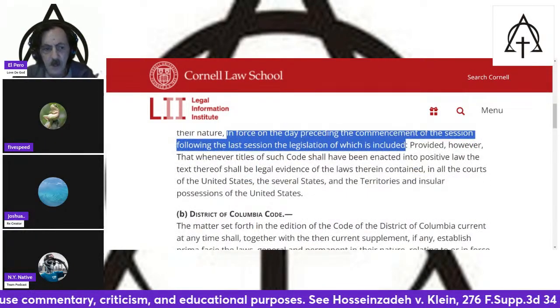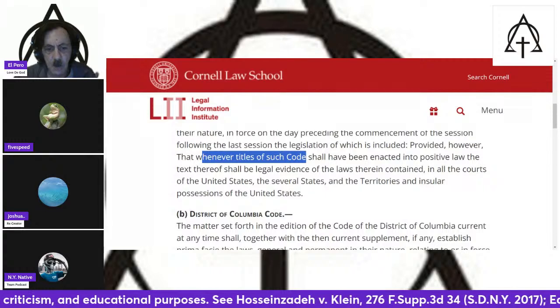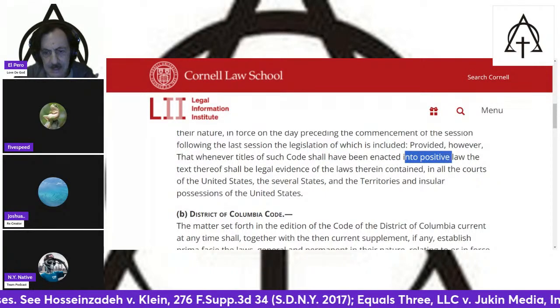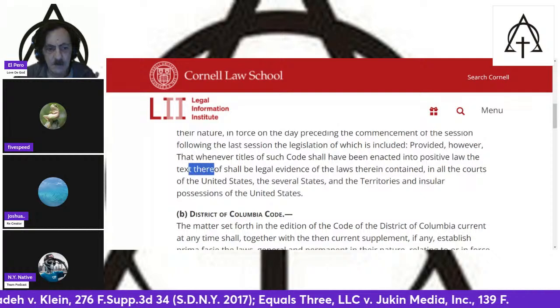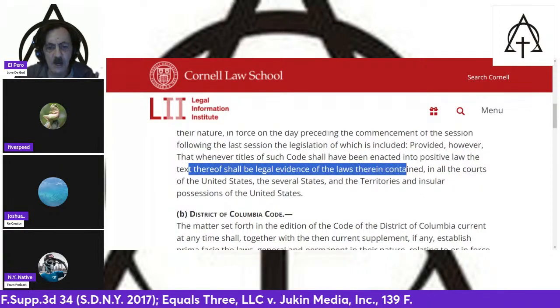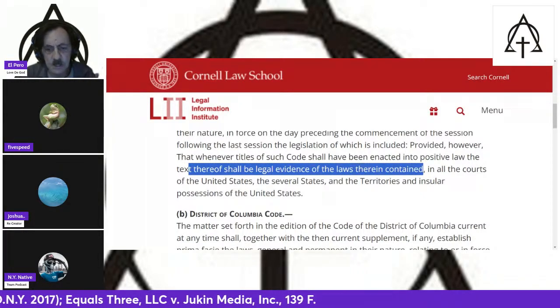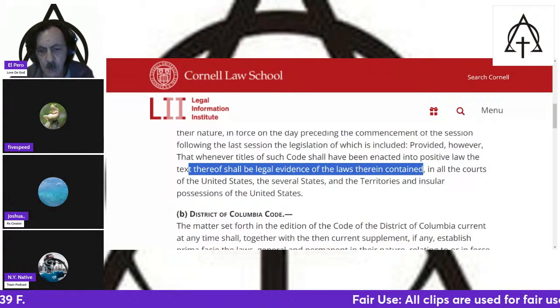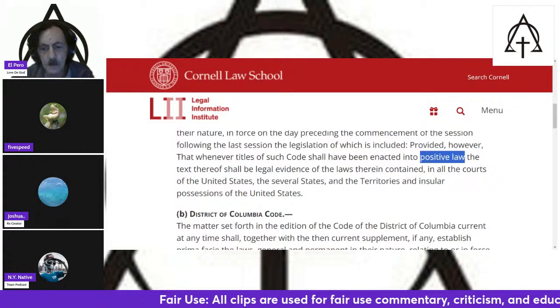Provided, however, that whenever titles of such code shall have been enacted into positive law, the text thereof shall be legal evidence of the laws therein contained. This is what John was talking about, positive law, being the United States Code and everything. So this is the public law. When they say positive law, they're talking public law.